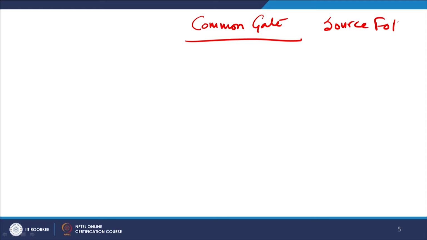Let me come to the next one, which is basically a common gate design. The gate is grounded, and therefore I will do the common gate design. It is not very seldom used. It is also known as a source follower design, which means that it is a follower, and its gain is almost equal to 1.